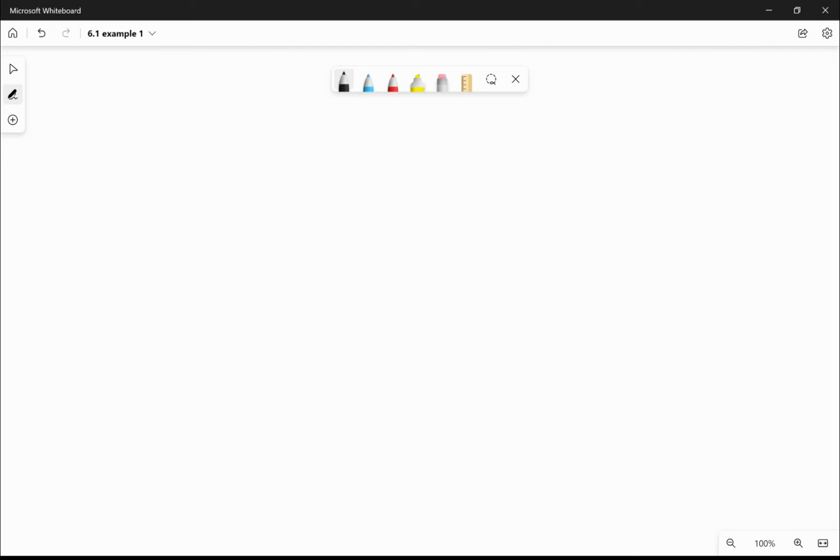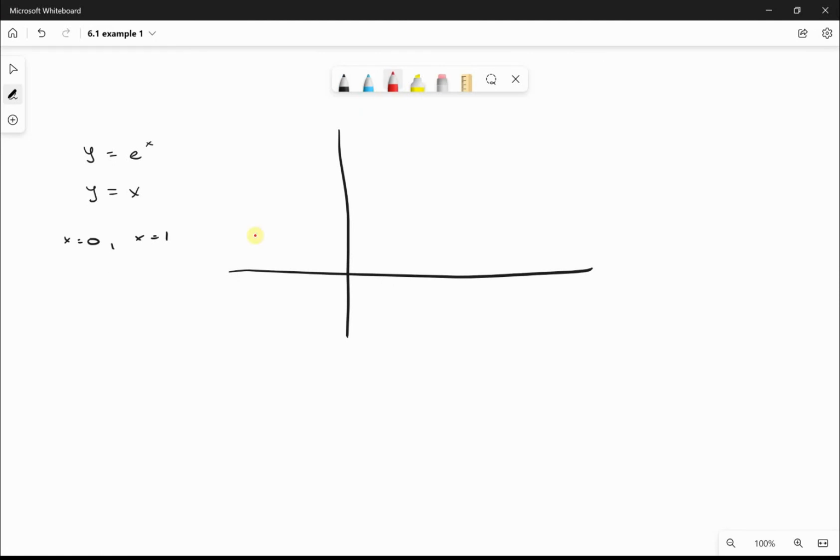Okay, so for our first example, we're going to find the area of the region enclosed by these two curves, y equals e to the x and y equals x, from x equals 0 to x equals 1. So the first thing that we always want to do is graph these curves in order to see what this region looks like. And first we'll do y equals e to the x.